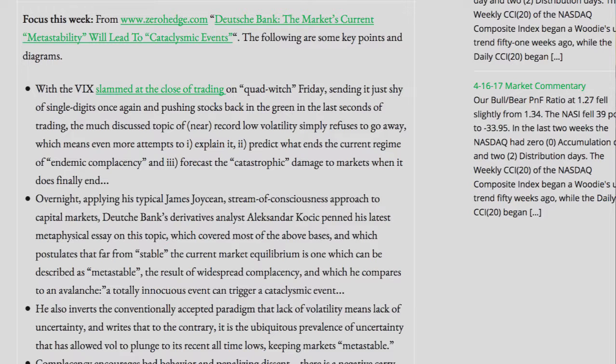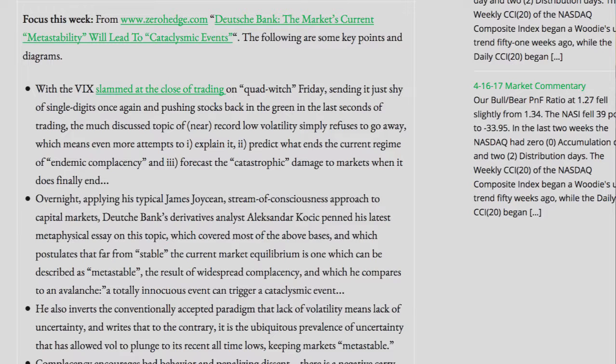With the VIX slammed at the close of trading on Quadwich Friday, sending it just shy of single digits once again, and pushing stocks back in the green in the last seconds of trading, the much-discussed topic of near-record low volatility simply refuses to go away, which means even more attempts to 1. Explain it, 2. Predict what ends the current regime of endemic complacency, and 3. Forecast the catastrophic damage to markets when it does finally end.